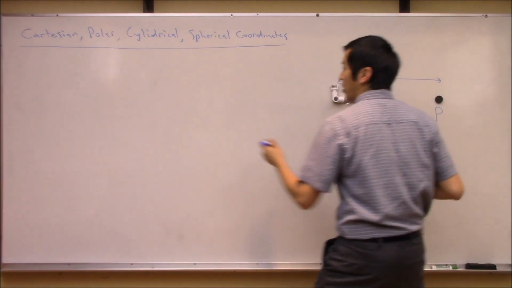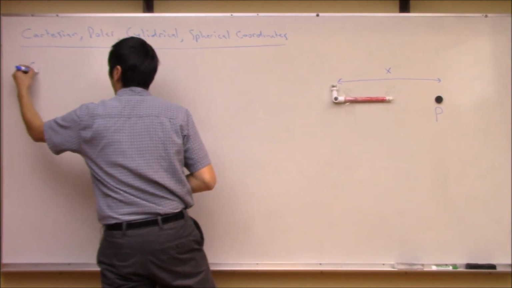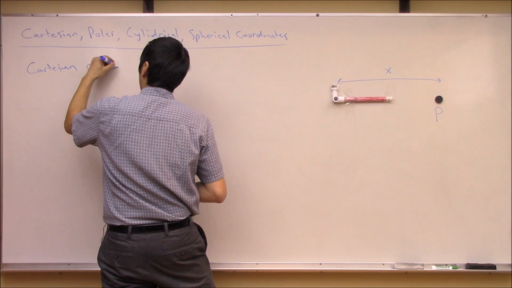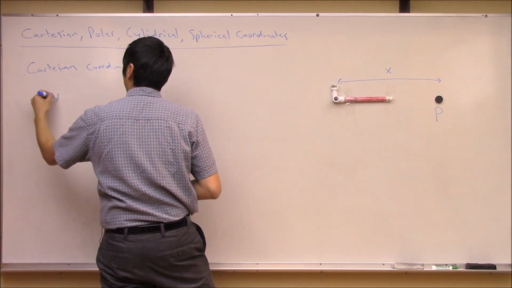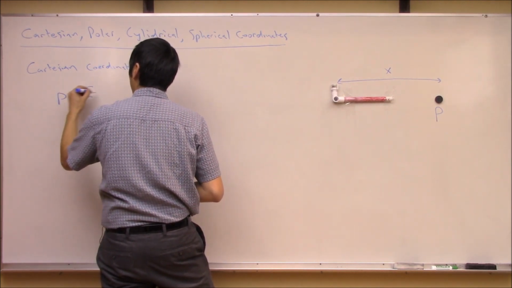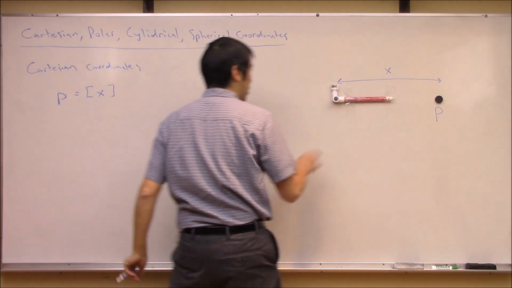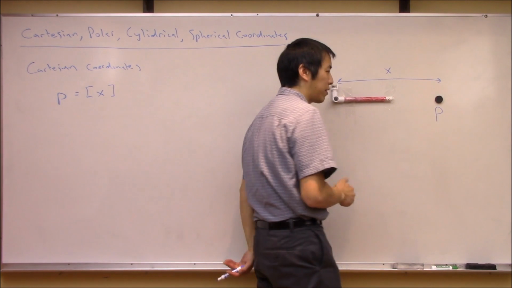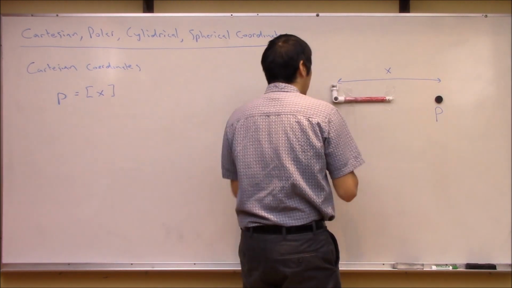So if we want to describe this point in Cartesian coordinates, you would just give someone this number x, right? And that would basically imply that you walk along this direction for x units until you get there. Now, let's expand the space.